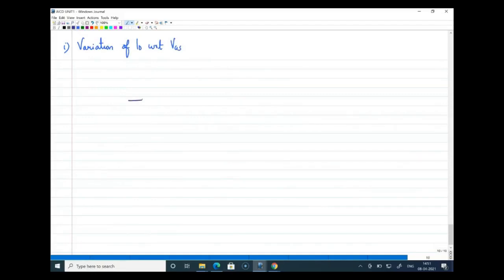To understand that, again, I am just drawing a MOSFET here. Now for that, as I mentioned before, we should apply suitable VDS and VGS. Now I should apply a VDS here. This is VDS.